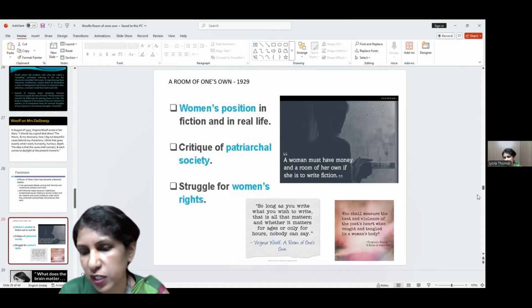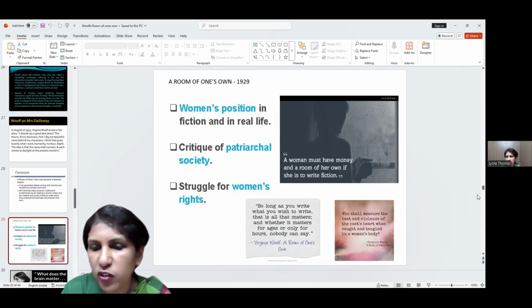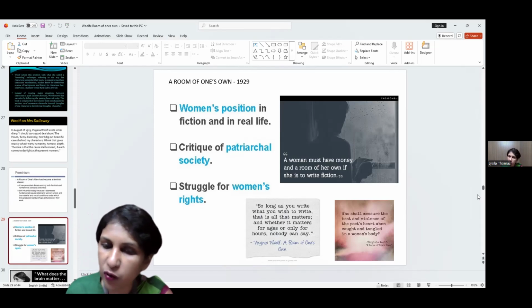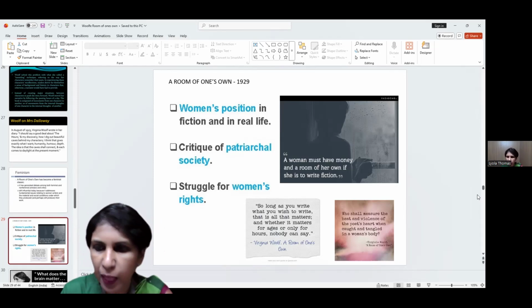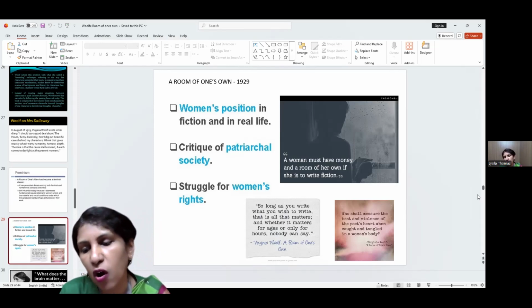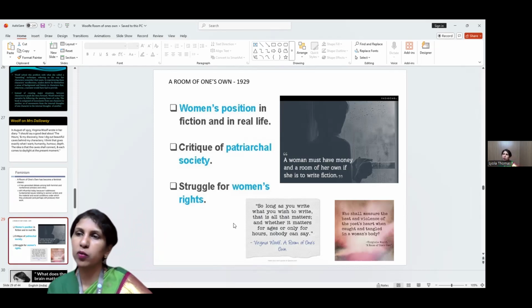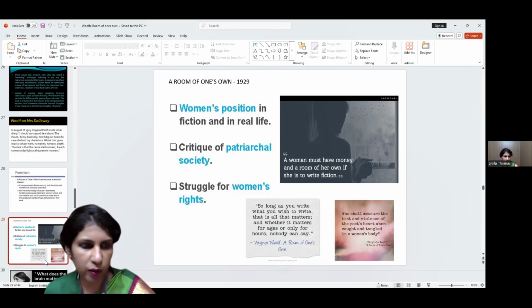I would like to mention at this point three important quotes from A Room of One's Own. "A woman must have money and a room of her own if she is to write fiction." "So long as you write what you wish to write, that is all that matters. And whether it matters for ages or only for hours, nobody can say." "Who shall measure the heat and violence of the poet's heart when caught and tangled in a woman's body?" So these three quotes might give you an idea of what A Room of One's Own is all about.